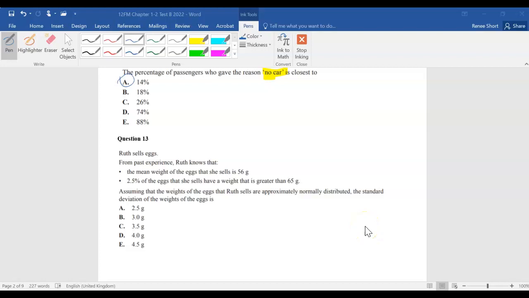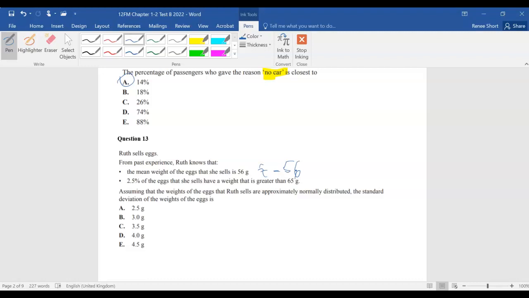So we're going to keep going through the chapter 1 and 2 tests here, starting from question 13. And this one was a little bit tricky because it asks us to apply that normal distribution knowledge. So it says Ruth sells eggs, and from past experience, Ruth knows that the mean weight of the eggs that she sells is 56 grams. So X bar is 56. And it says then that 2% of the eggs that she sells is greater than 65 grams.